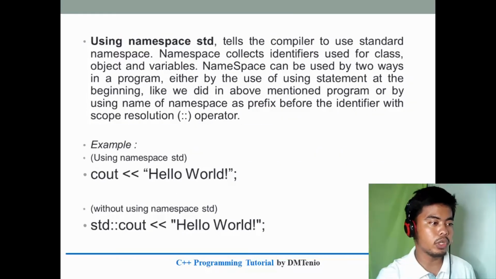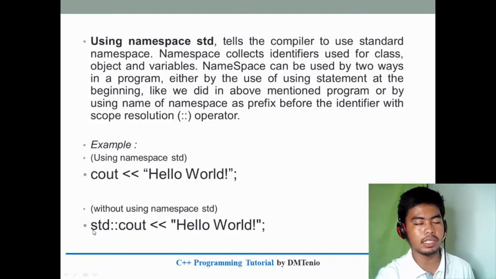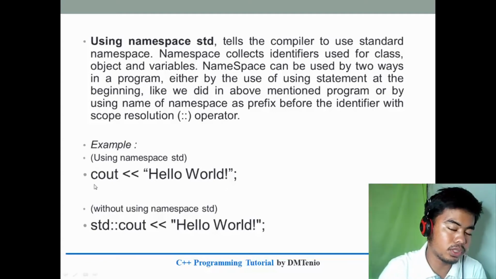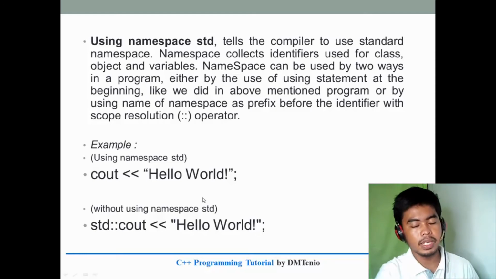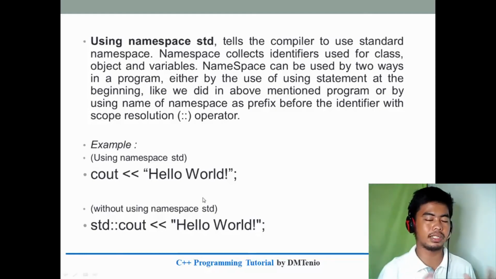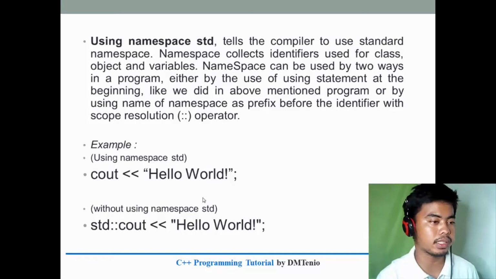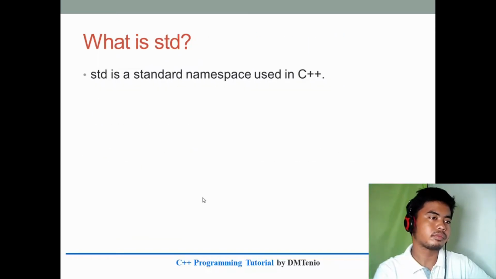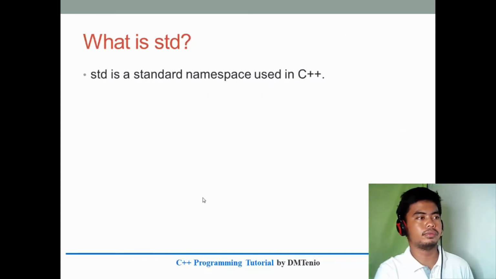So, kasi kung hindi mo include, again, ito yung mangyayari. Palagi kang mag-state ng keyword na std at saka itong operator na to. Kumpara kapag gagamit tayo ng using namespace std, diretso na tayo cout. So, again, depende yan sa'yo kung saan mo mas prefer yung programming style. Now, so, what is std? So, again, std is yung ating standard namespace sa C++.